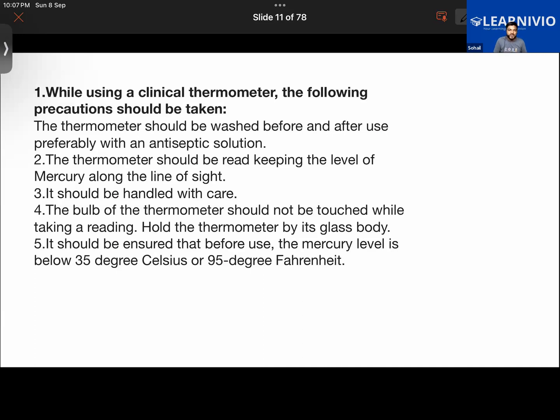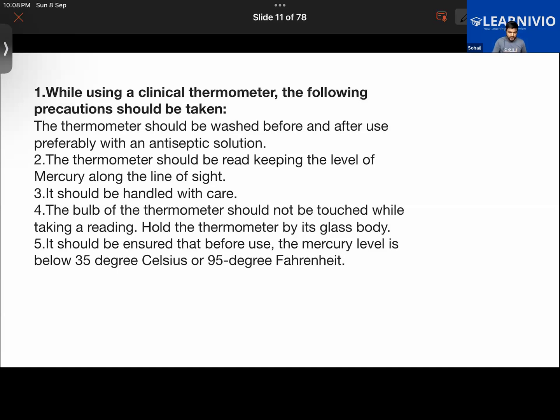Also, we should be keeping it at the line of sight, like over here. In this manner, I should be reading it. Not like this, not like this. Getting it? Is my video visible to you guys or not? Yeah, it is. So that is the thing here.